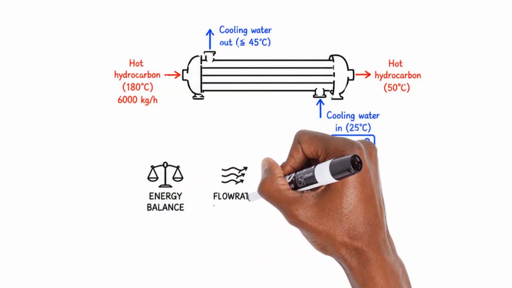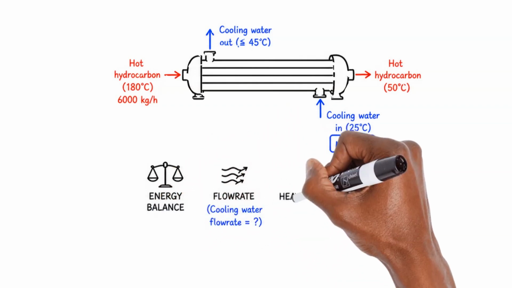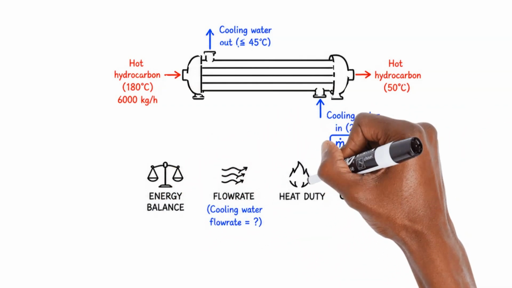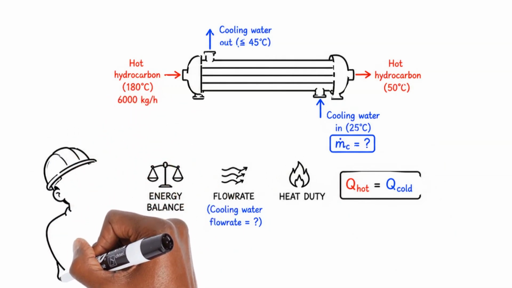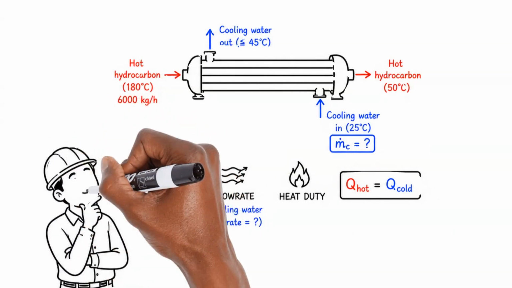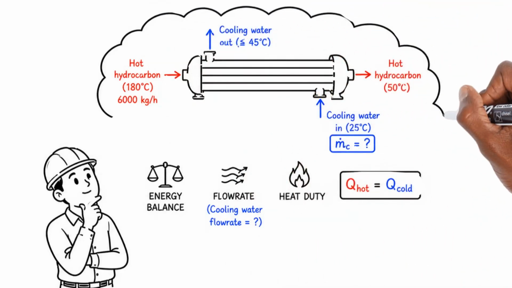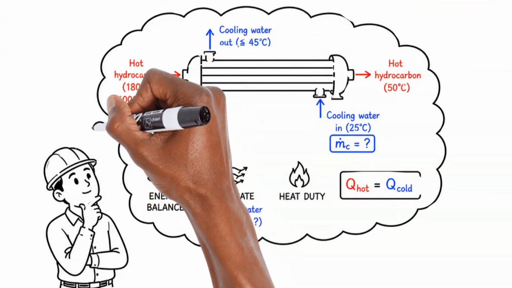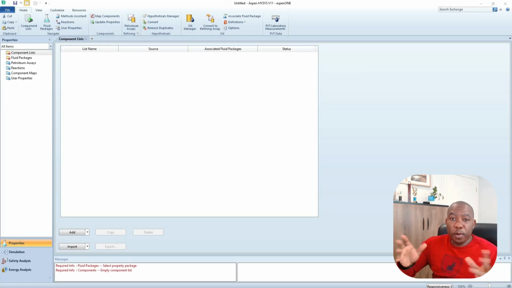This constraint changes everything. It's no longer just about cooling the stream. It's about a specific energy balance. The question is, how much water flow do we need to heat to our target temperature without exceeding the safety limits? Okay, enough talk. Let's get into it.